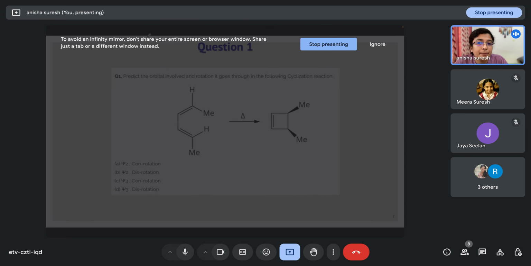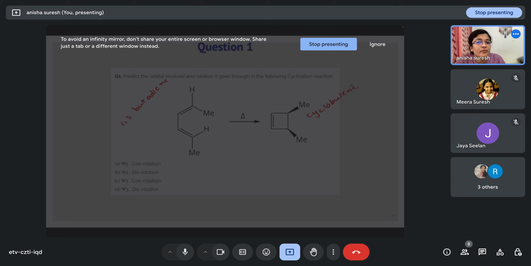So this is question number 1. Predict the orbital involved and the rotation it goes through in the following cyclization reaction. So this is a 1,3-butadiene system and it is undergoing electrocyclic ring closure reaction leading to the formation of this cyclobutene.